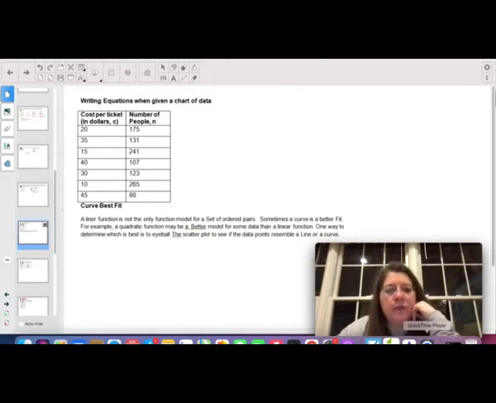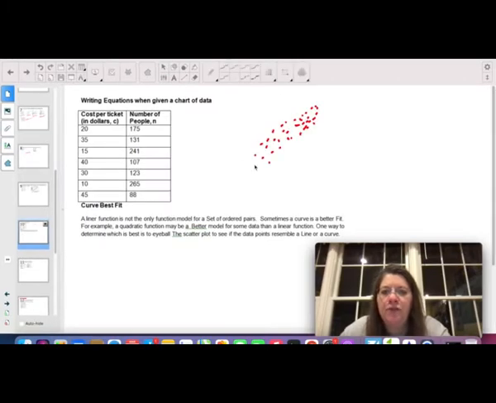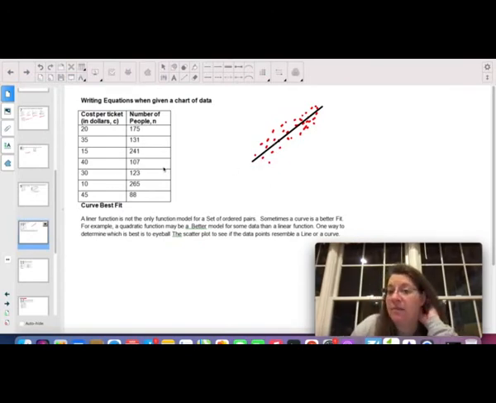It says a linear function is not the only function model for a set of ordered pairs. Sometimes a curve of best fit, for example, a quadratic function, may be a better model for some data than a linear function. One way to determine which is best is to eyeball the scatter plot to see if the data points resemble a line or a curve. If you have data points that look something like this, well, I would say that's got a pretty strong positive correlation, and I would be able to draw a line of best fit through there. So if I put this data in Desmos and the ordered pairs looked something like this, then I would know that a linear model would be the best model to use, okay?